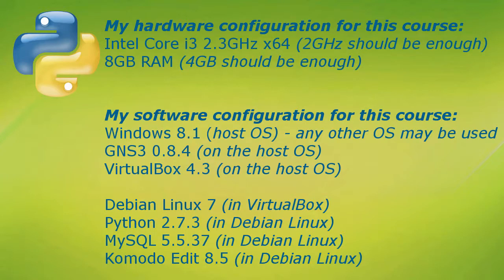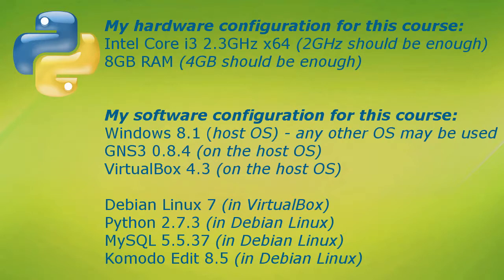As for the software setup, I am using Windows 8.1 as my host operating system, on top of which I have GNS3 and VirtualBox installed. Now, as you probably know, GNS3 is a free software and it is used for network emulation. We are going to need GNS3 in the second part of our course. Another thing I should mention is that you have to provide your own copy of Cisco's router operating system, Cisco IOS, in order to load it into GNS3 and emulate network devices.